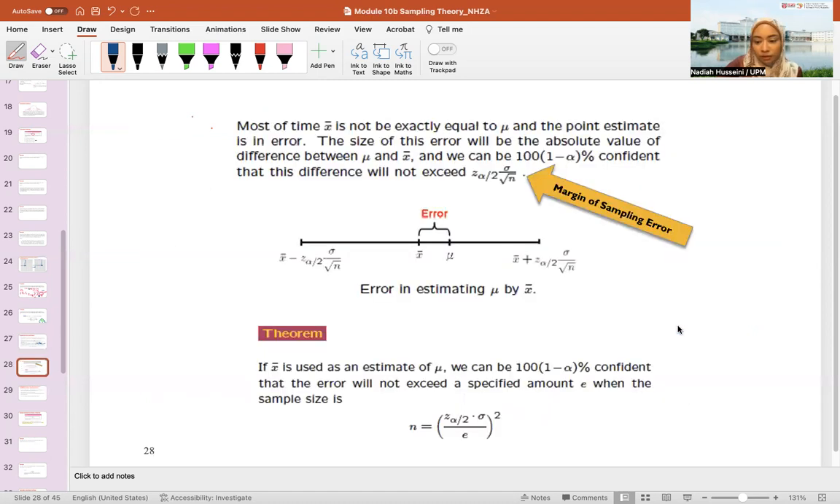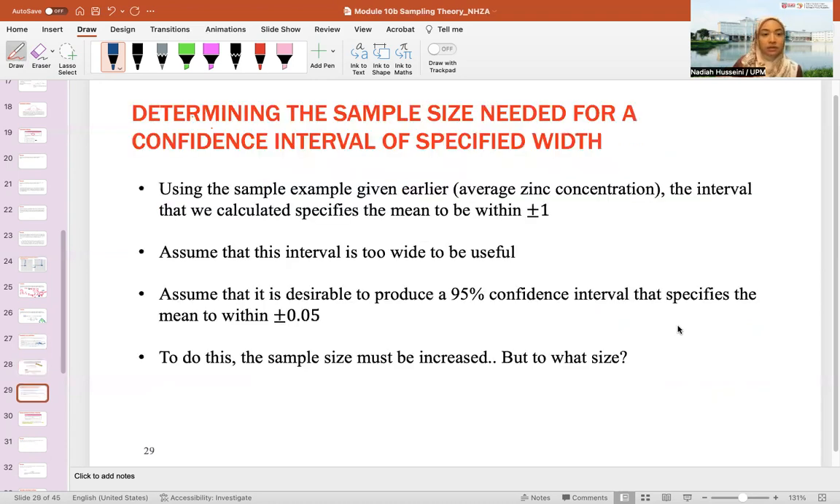Okay, so you can read this on your own. It's just reiterating what I said earlier. Okay, so we already know our sample standard deviation, our population standard deviation. Let me just go over this one first.